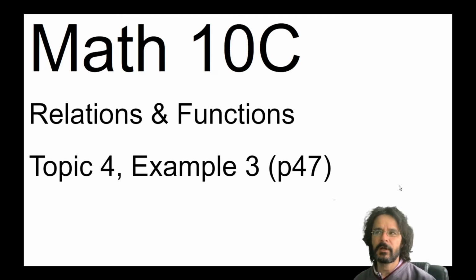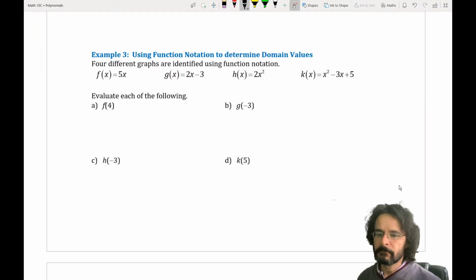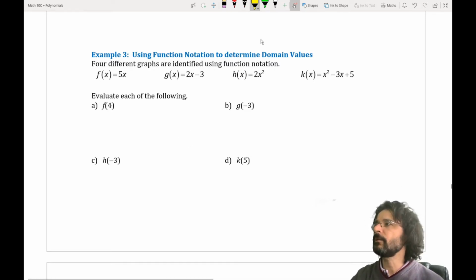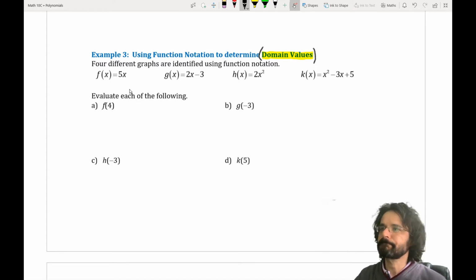In this video, I will cover Math 10C, Relations and Functions, Topic 4, Example 3 on page 47. In this example, we will be using function notation to determine the domain values. We haven't really spoken much about domain values yet, so I won't be talking about that just yet here. But we can still use function notation to evaluate values for, in this case, x.